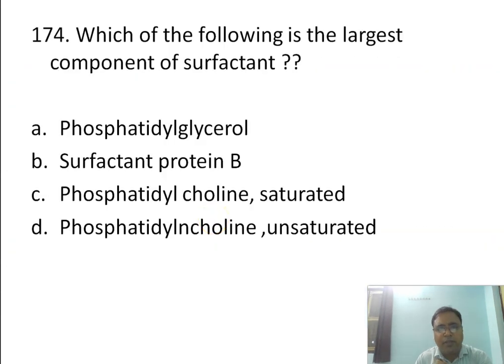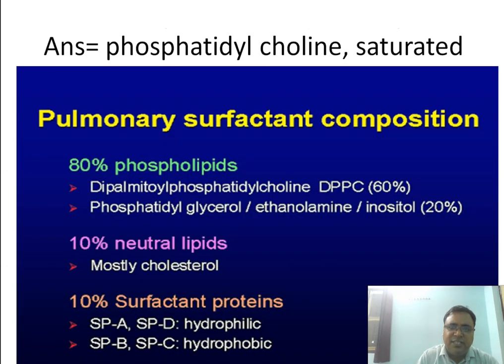Next, which of the following is the largest component of surfactant? As you know, surfactant has so many components. Is it phosphatidylcholine? Is it surfactant protein B? Is it phosphatidylcholine saturated or phosphatidylcholine unsaturated? Which among these four is the largest component of surfactant? This is one important MCQ we have to remember. The answer is phosphatidylcholine, that too the saturated form.